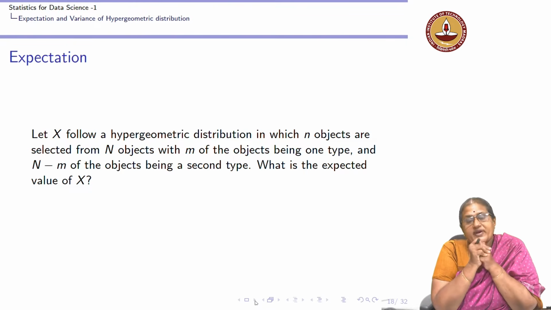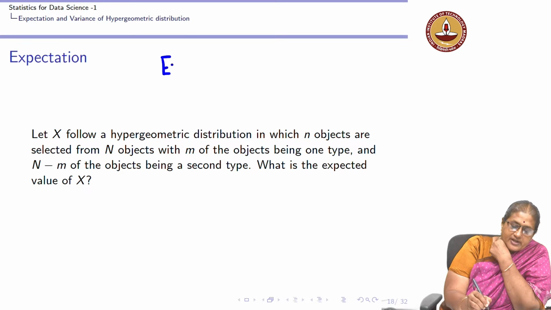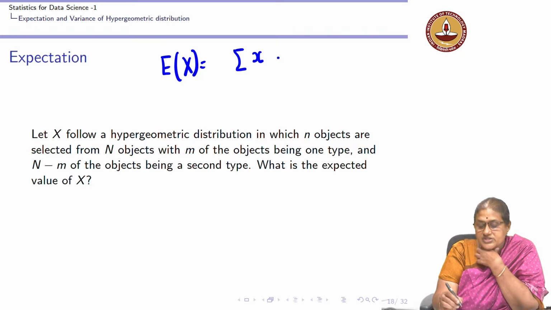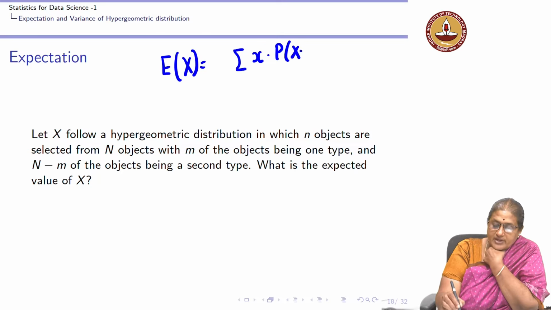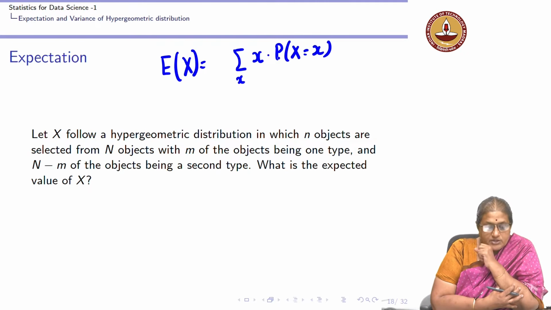What is the expectation and variance of a hypergeometric distribution? Recall the expectation of a discrete random variable is nothing but the summation over all values this x can take of x times the probability that x equals that particular value. So, now for a hypergeometric distribution, we are interested in knowing what is the expectation of this x.